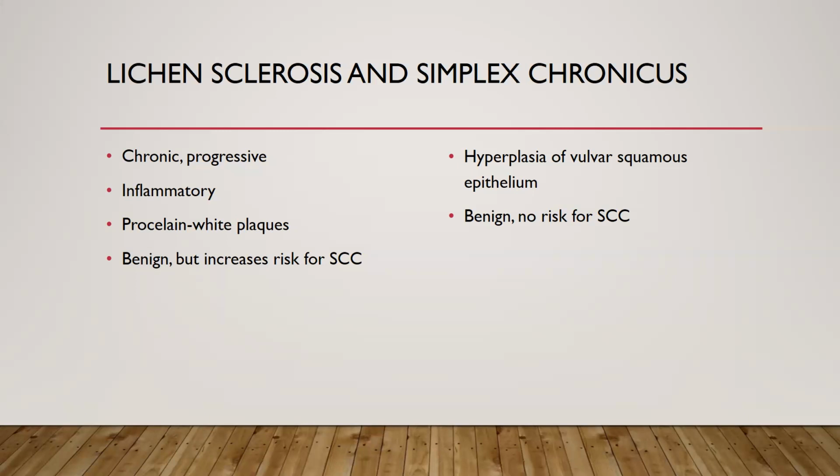The lesion for lichen simplex chronicus is more leathery and thick vulvar skin, which makes sense if you think about a hyperplastic state or hyperplasia itself. You don't have the white plaque lesions like you see in lichen sclerosis. It's more leathery, thickened skin. You may see some excoriations from patients scratching because both are very itchy conditions.